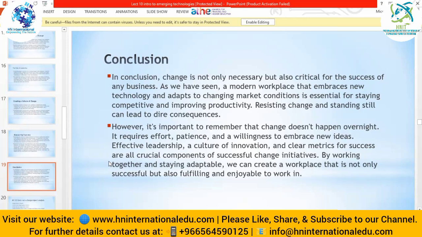So, what is the main conclusion? That we should take the risk of changing, but before that, we have to analyze it, we have to plan it, because change doesn't happen overnight. It requires your effort, patience, and your willingness to adapt to that change. So that was the main conclusion.